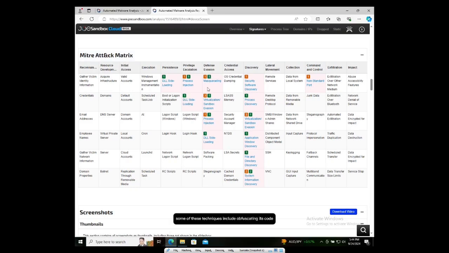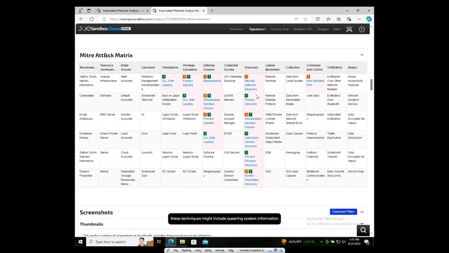Some of these techniques include obfuscating its code and using legitimate tools for malicious purposes, such as, in this case, PowerShell. By employing these techniques, this PowerShell keylogger aims to maintain its persistence and remain undetected for as long as possible. It's been identified as showing a lot of discovery techniques as well.